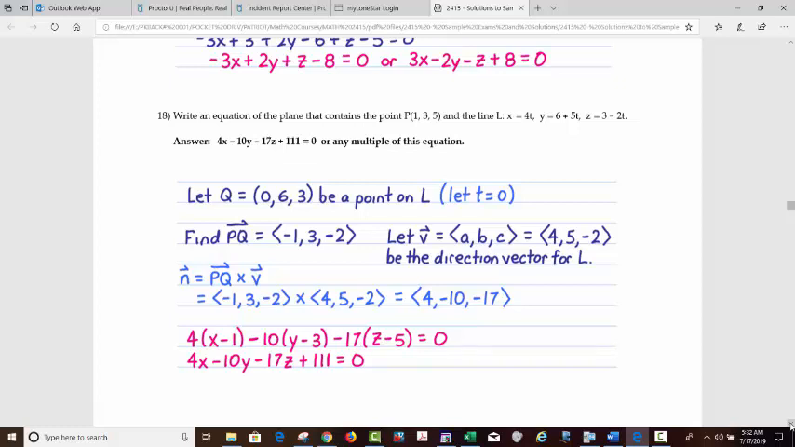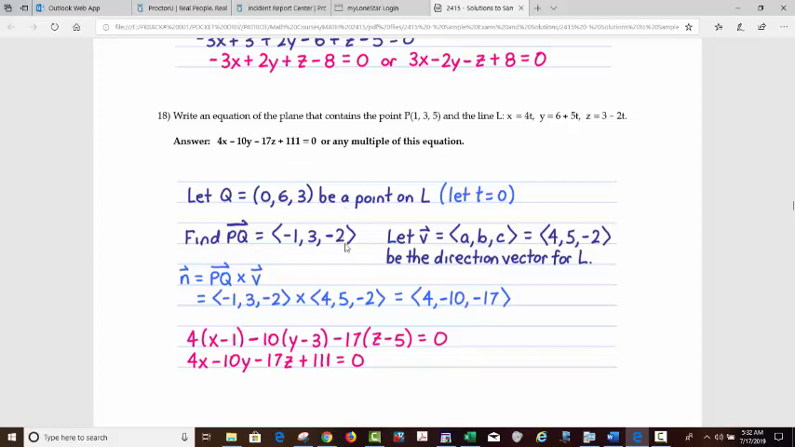So what I need here is a point on the line L. Anytime you need a point on a line that has a parametric form, just pick a number for t. I'll pick 0. So putting in 0 for t here, I would get 0, 6, and 3. So I got this point P.